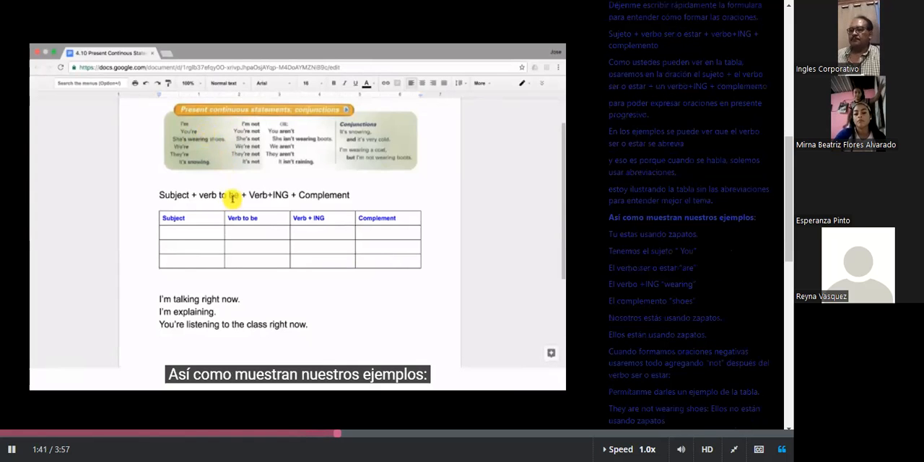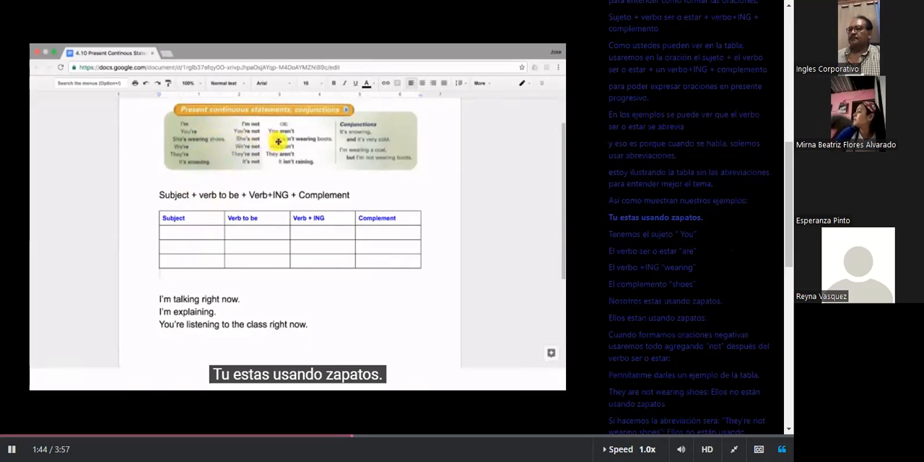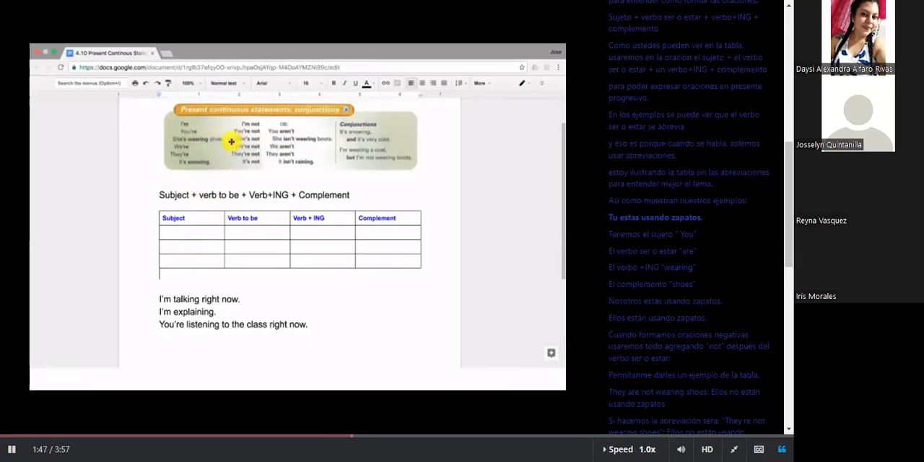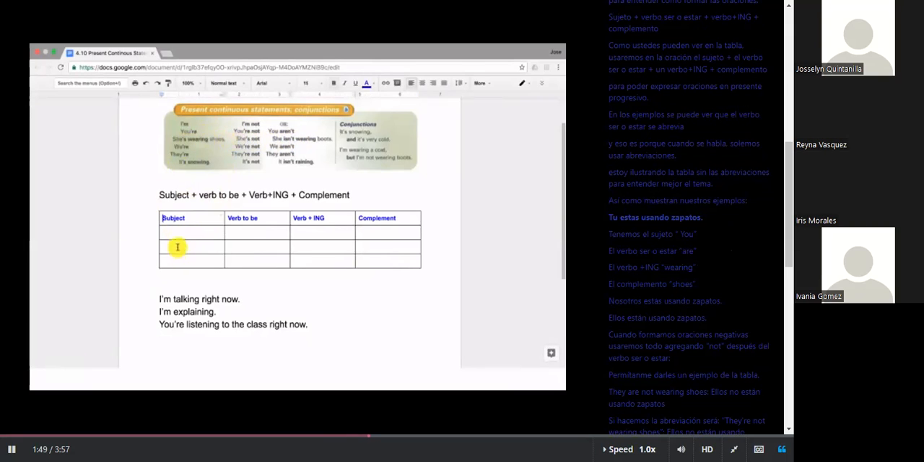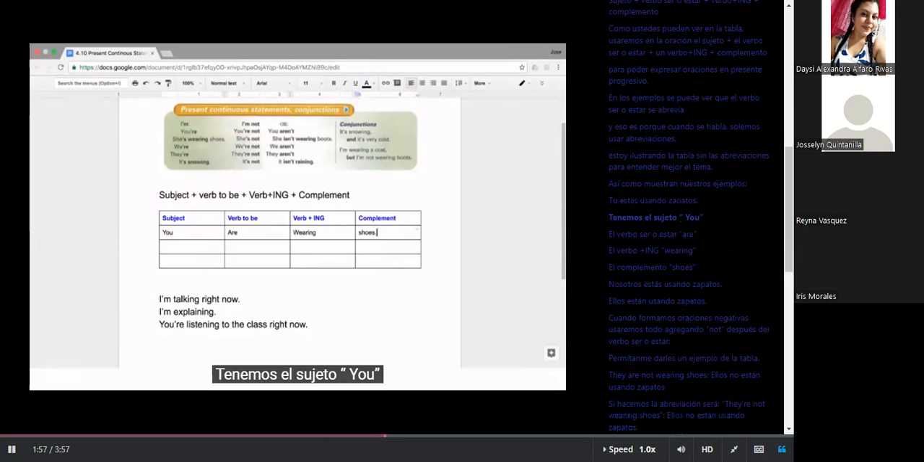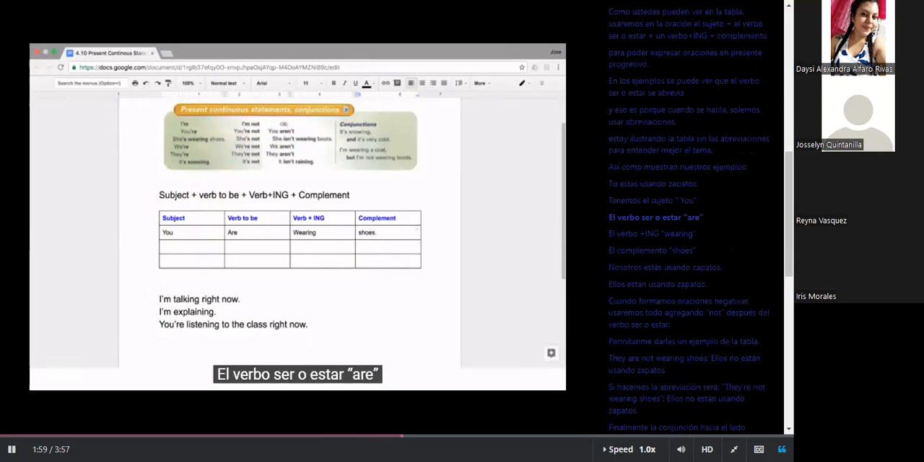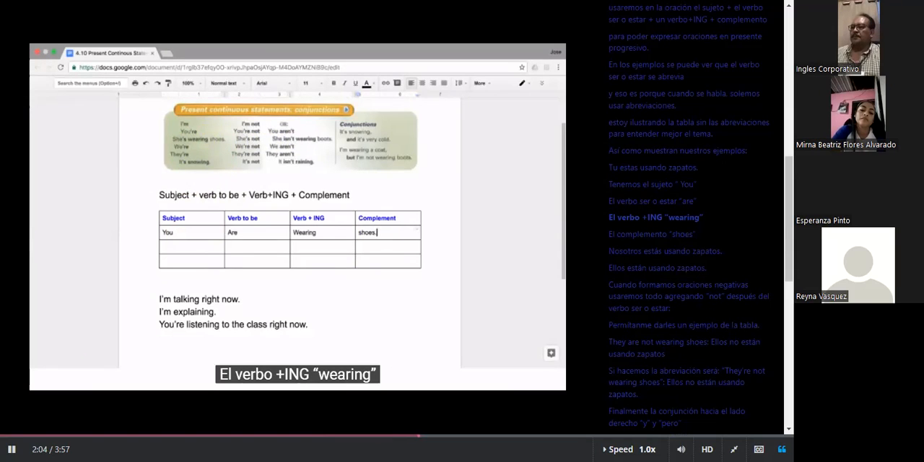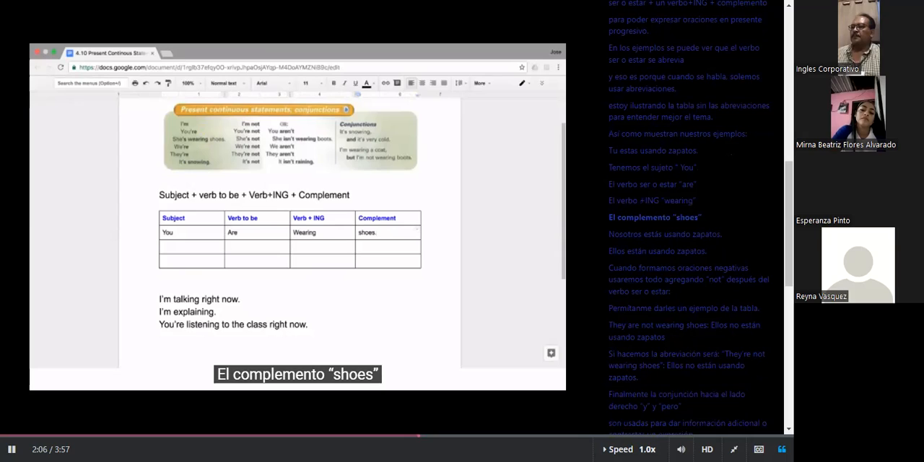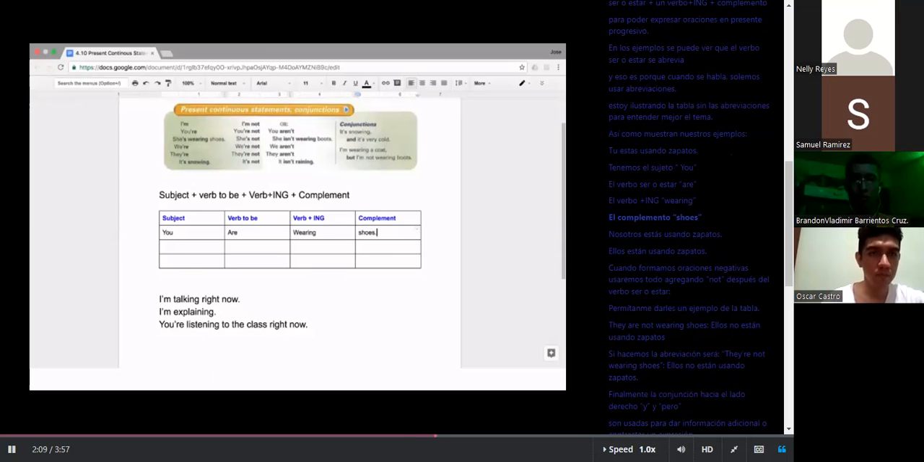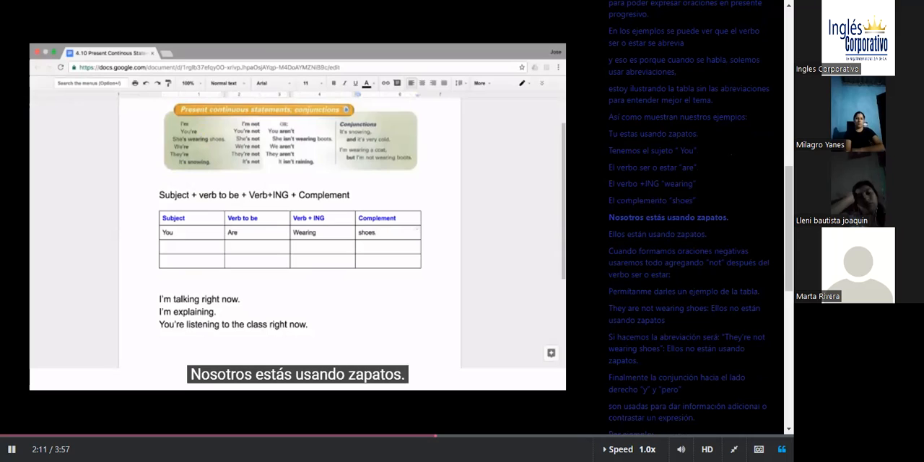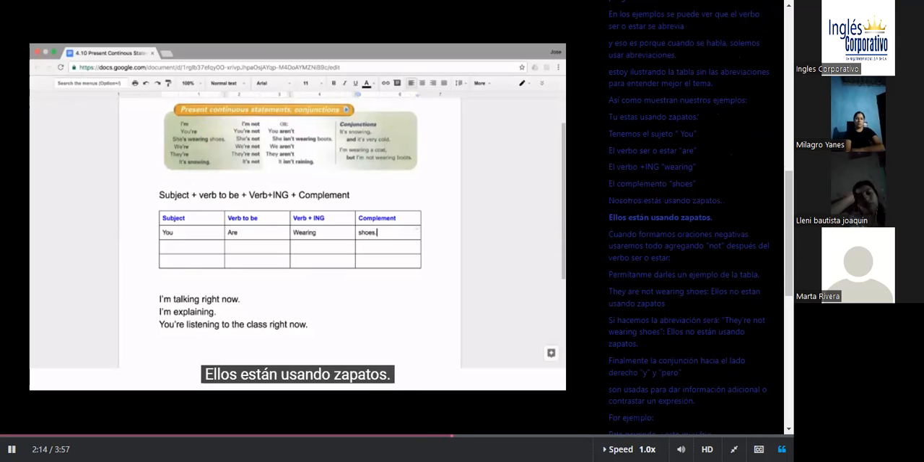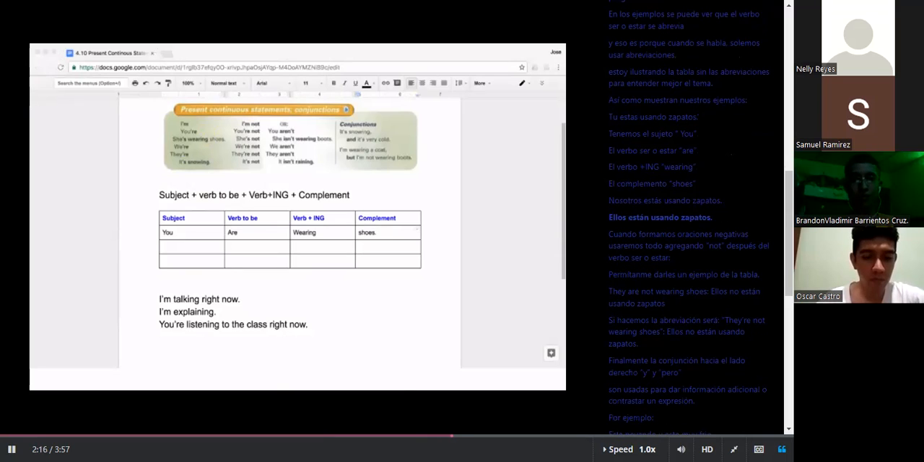So, as our examples show, you're wearing shoes. Okay. I'm going to go ahead and write that here. We have the subject, it's you. The verb to be are, the verb plus ing, wearing, plus the complement, in this case, shoes. We're wearing shoes. They're wearing shoes.